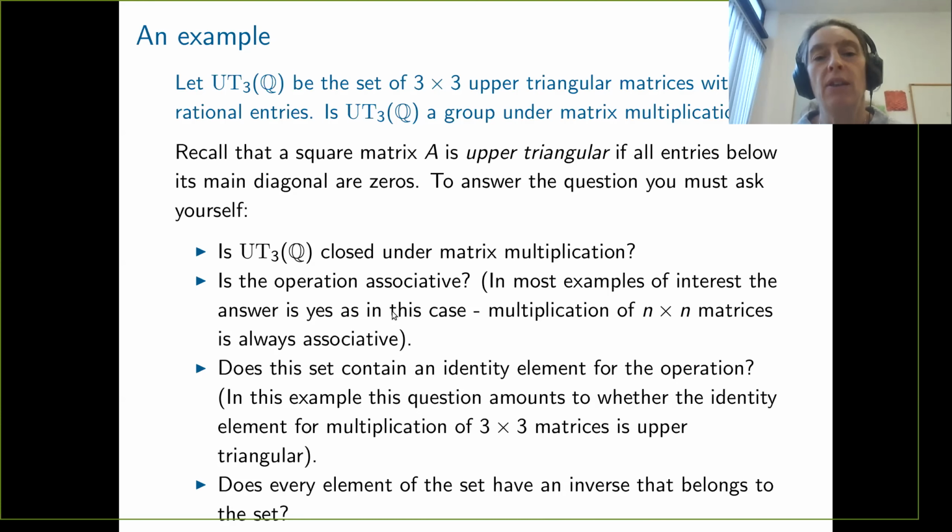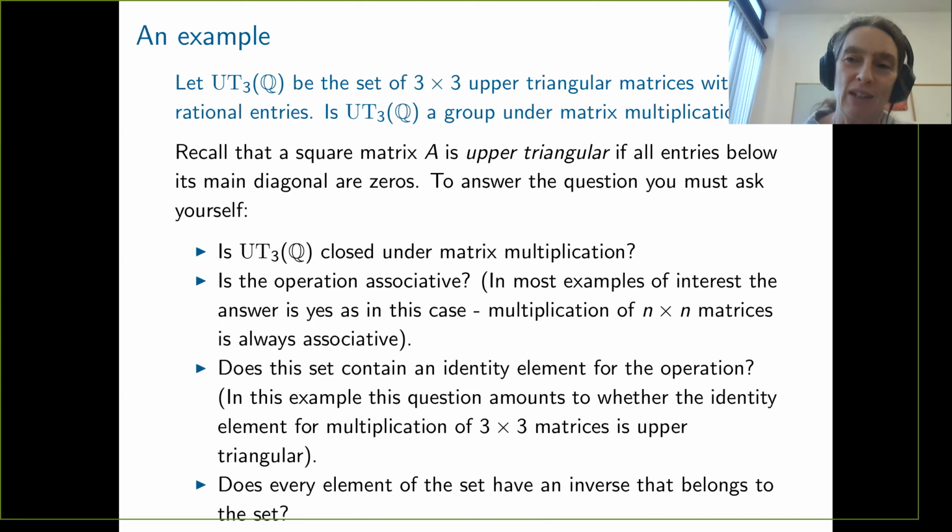Okay, third question: does this set contain an identity element for matrix multiplication? The go-to thing there is to look at the 3x3 identity matrix. Is that an upper triangular matrix? So is it in our set? If it is, then it's an identity element within that set. And then the final question is, does every element of the set have an inverse that also belongs to that set?